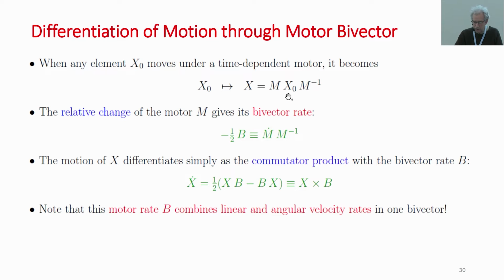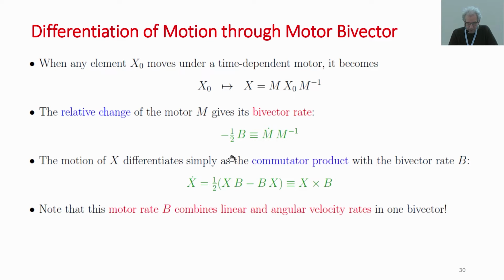If you look at a motion that is encoded like this, so I have an object x0 that is being moved by a motor, then if I want to characterize the bivector of that motor, I can actually derive that from the motor as saying, well, it is the derivative of the motor divided by the motor itself. So it's the relative motion, the relative motor. That turns out to be always a bivector, and that is indeed precisely the instantaneous bivector that you need.